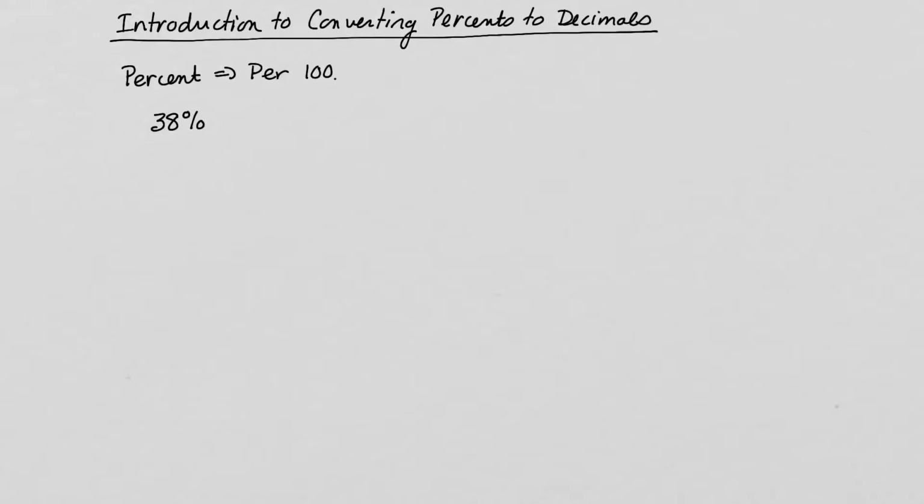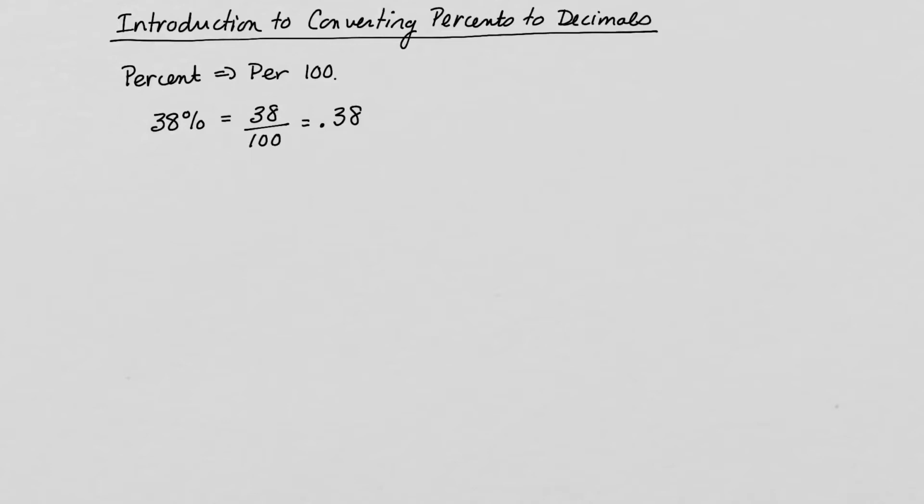And so because of that, if we wanted to change this to a decimal, this is going to be the same as 38 divided by 100. So per often means division. And so 38% is the same as 38 divided by 100. And if you do that in your calculator, you would get 0.38.